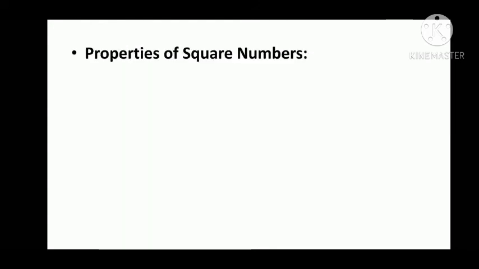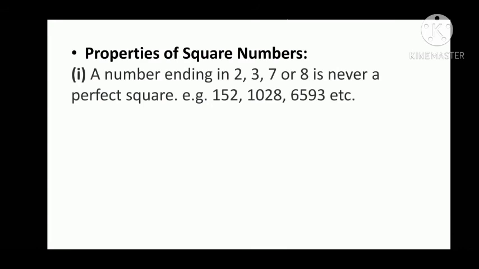Now coming to the properties of square numbers. The very first property is a number ending in 2, 3, 7 or 8 is never a perfect square. It means that if a number has 2, 3, 7 or 8 in its units place, then that particular number or those numbers will not be a perfect square numbers like 152, 1028, 6593, etc.